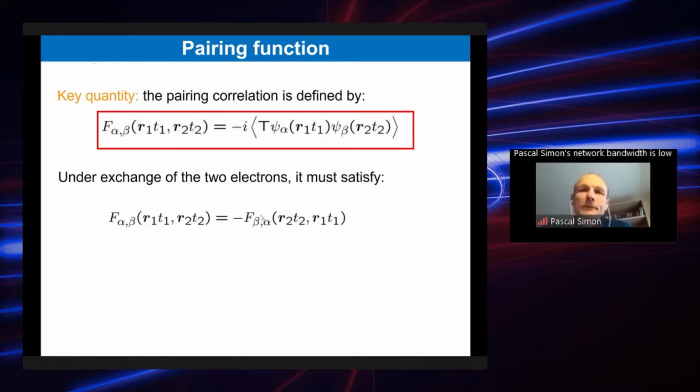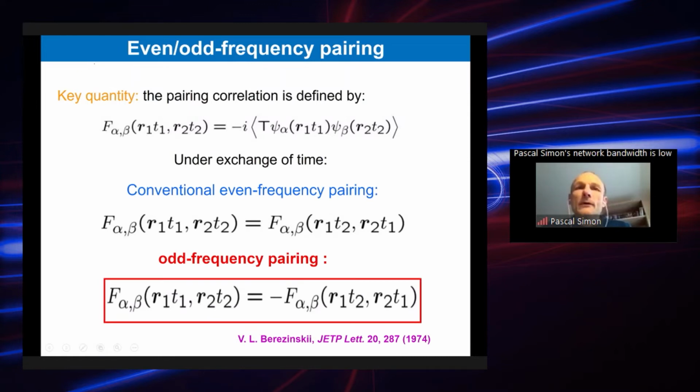And therefore, because of this exchange of time, there are two pairings you can conceive. The conventional one, F alpha beta of T1, T2 equals F alpha beta of T2, T1, but you may also conceive some odd frequency pairing where you have a minus sign for these functions when you exchange the two-time ordering.